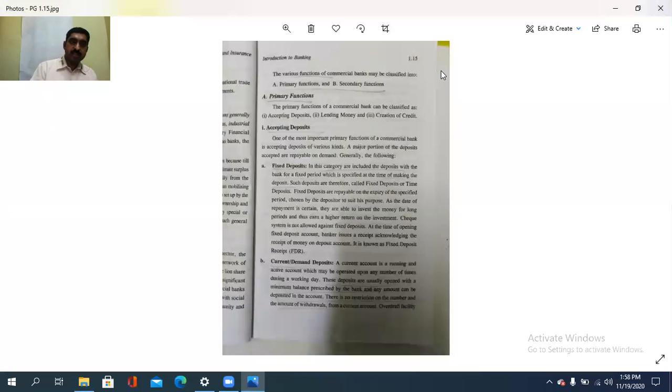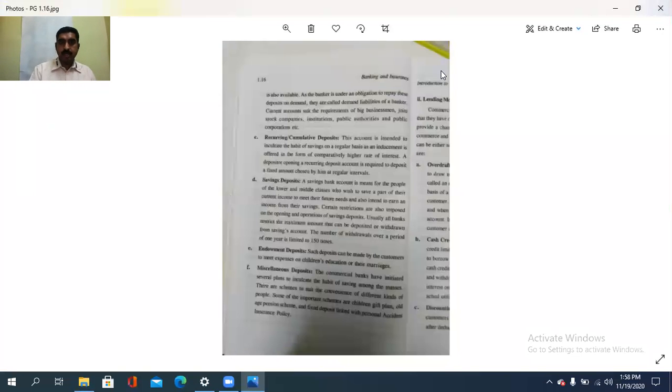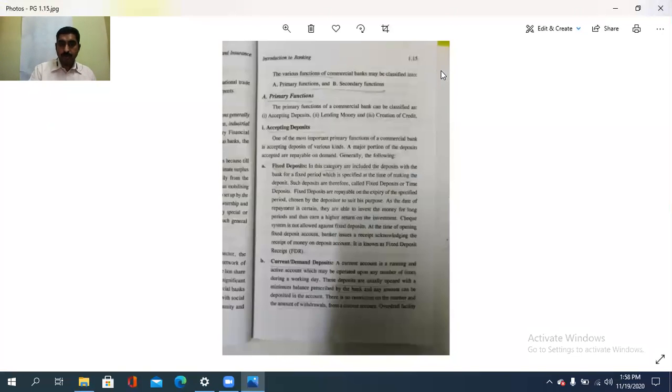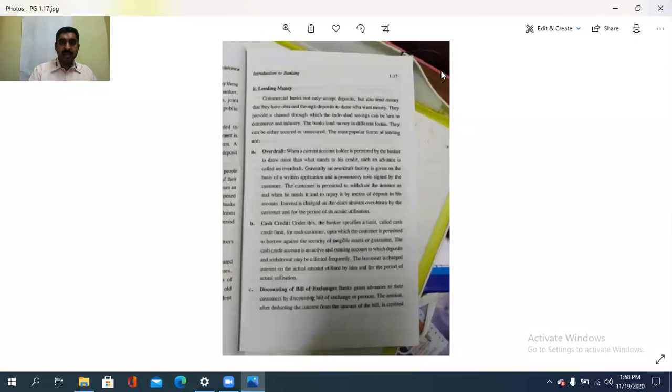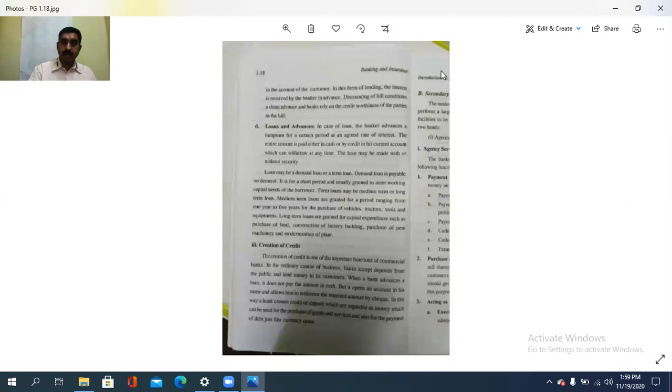So the primary functions are accepting deposits. Deposits may be of what all types? Fixed deposits, current deposits, recurring or cumulative deposits, savings deposits, endowment policies deposits, and miscellaneous deposits. While lending money, overdraft is there, cash credit facility is there, discounting of bills of exchange is there, loans and advances also, and creation of credit.